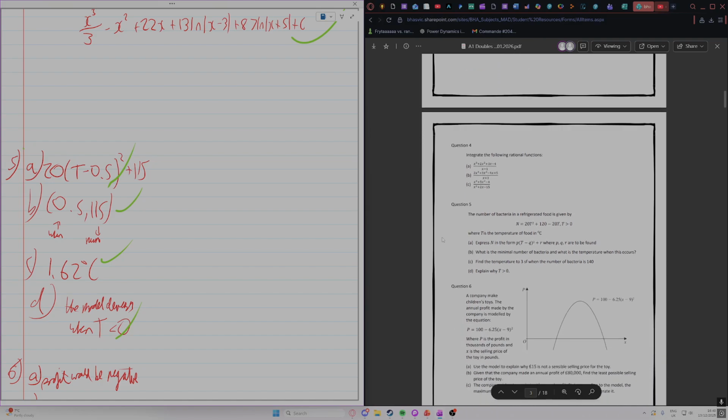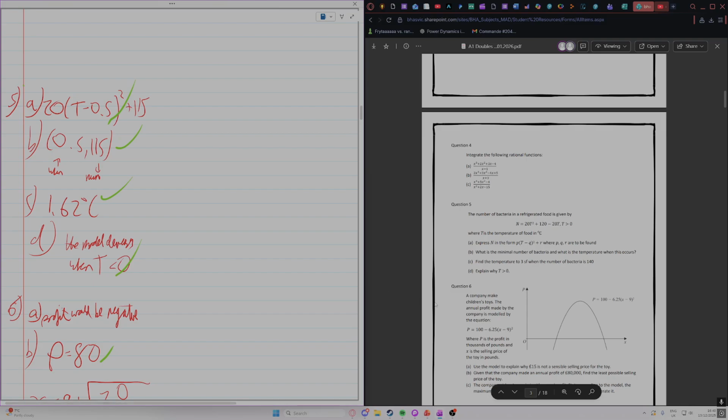Next, this was just completing the square, part A. Part B is a minimum, so you just use the stationary point, which you get from completing the square. Then you substitute, literally substitution. Explain why t is greater than 0, where you just say the model decreases when t is less than 0, which doesn't make any sense.